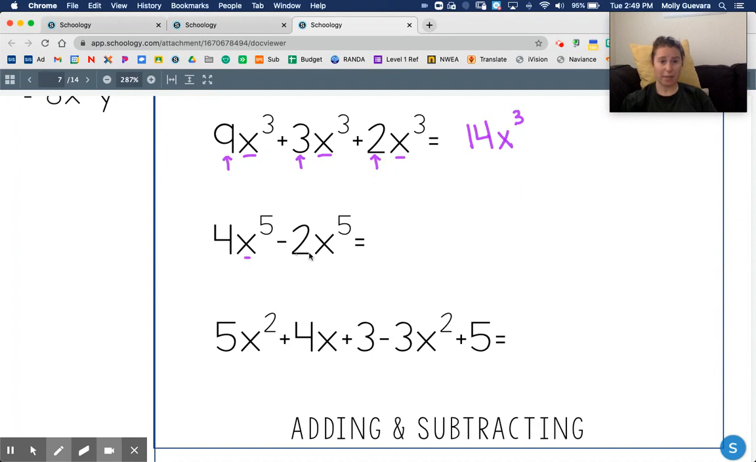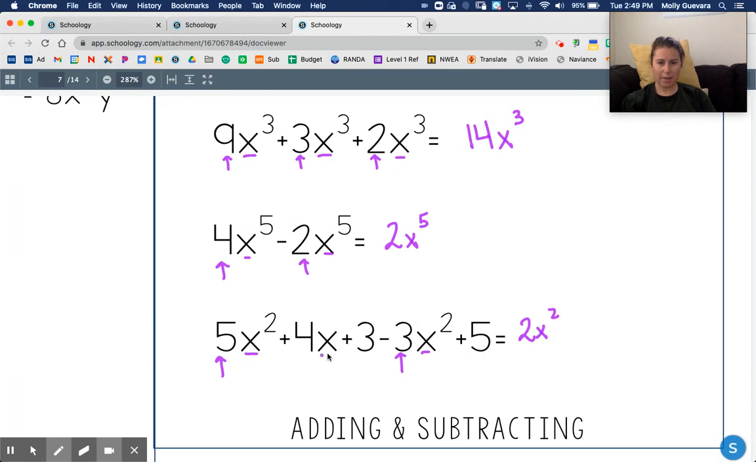Okay, again here I have x to the 5th and x to the 5th. So they are like terms. 4 minus 2 is 2. So I get 2x to the 5th. Okay, here I'm going to combine my like terms. I have x squared and x squared. So that tells me it's 5 minus 3, which is 2. So 2x squared.